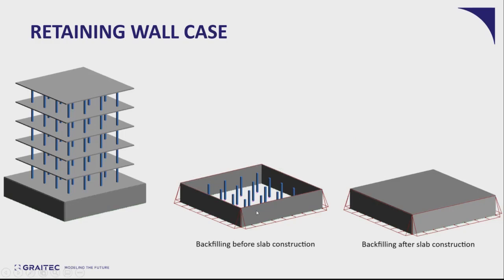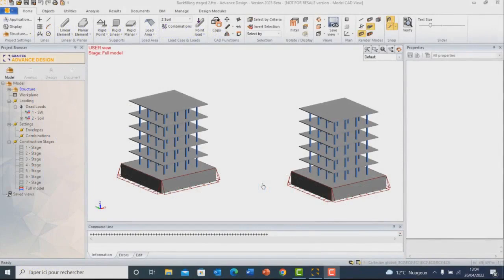Usually this calculation is done in a different model, but now with stage construction in advanced design, we can do this calculation in the same analysis model, as we will see in the application. Going to Advanced Design 2023, we have created two structures, one on the left and one on the right. The purpose of the structure on the right is to apply the backfilling load on the structure once the entire building is completed, to model the classical analysis just for reference, as we did in previous examples.